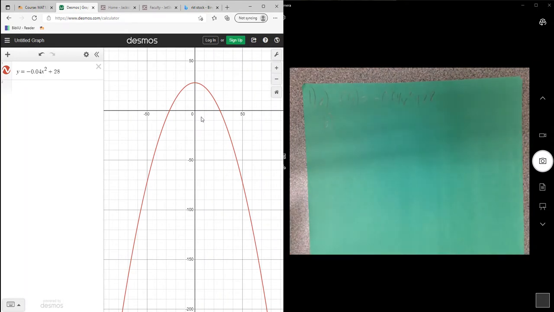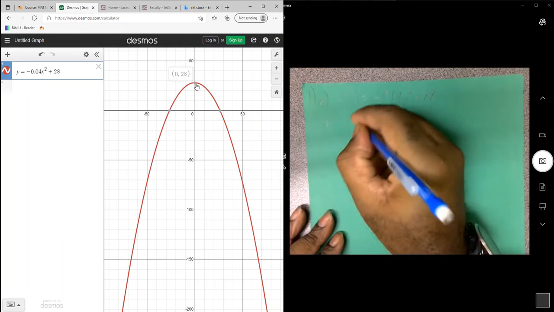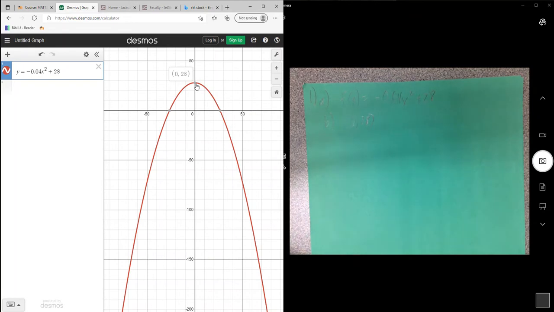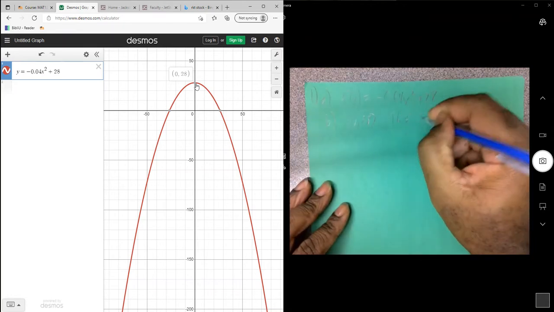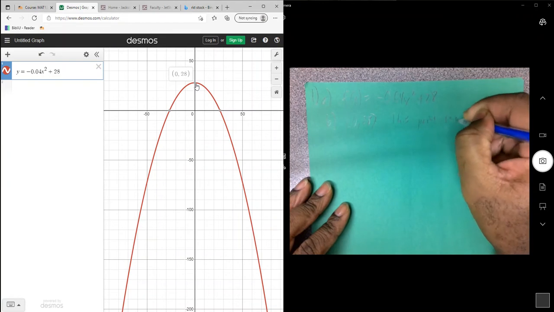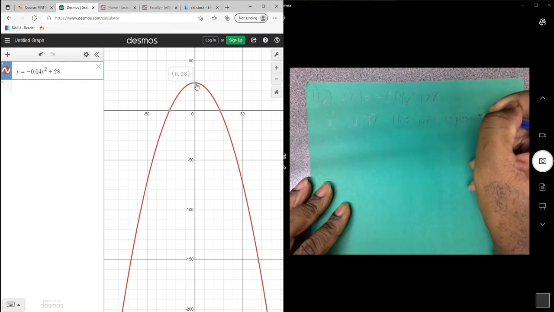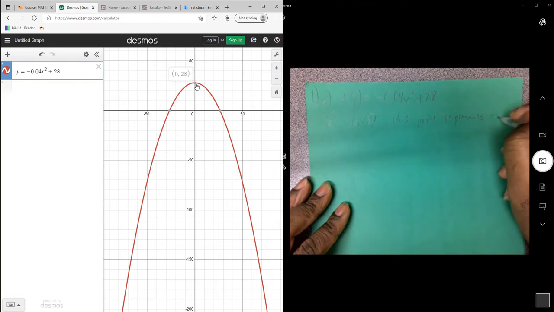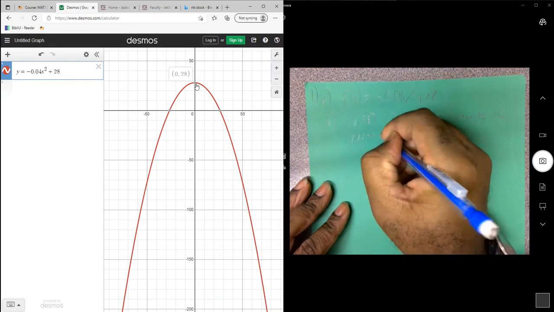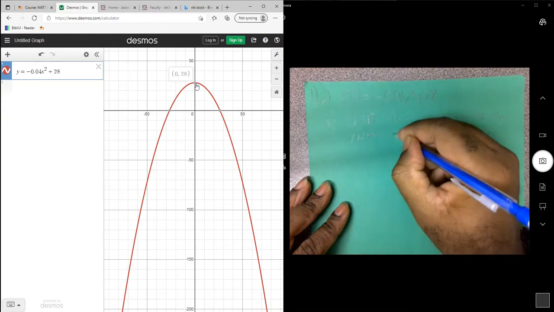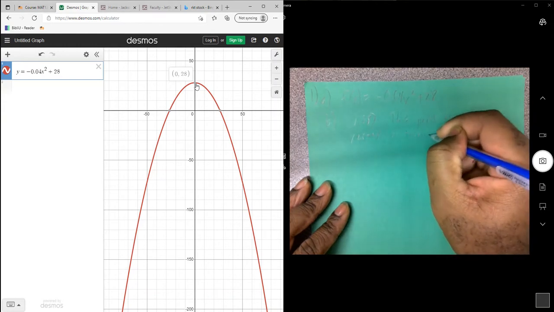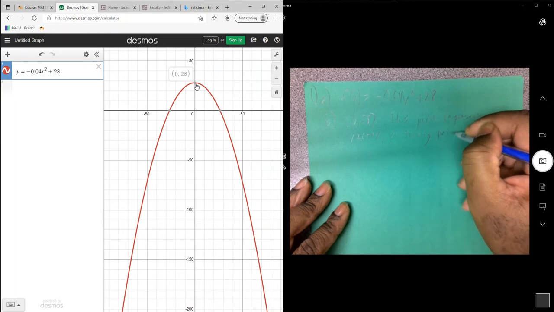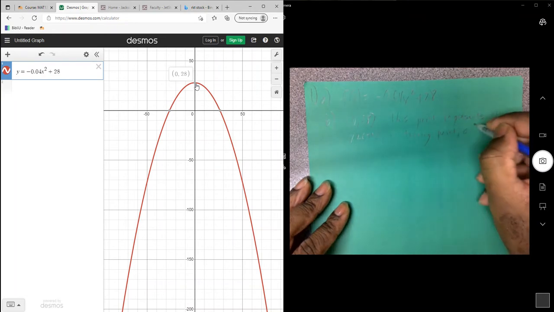It says determine a vertical intercept. We had a vertical intercept, which is here. That's the y-intercept, so it'll be 0, 28. And it says, what is the practical meaning of this intercept in this situation? Basically, this point represents the vertex or a turning point of the arch.